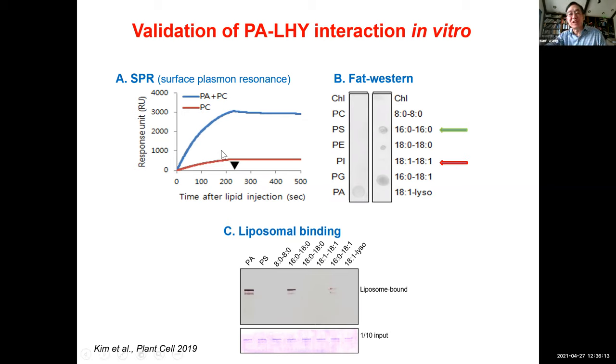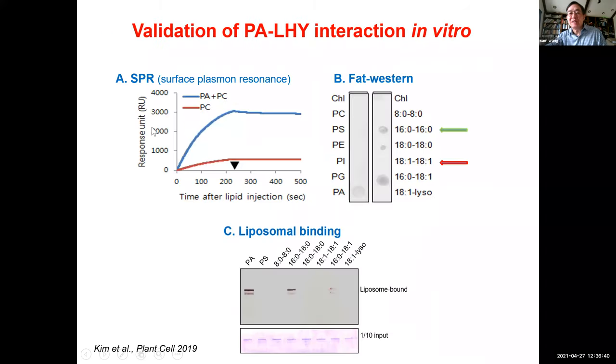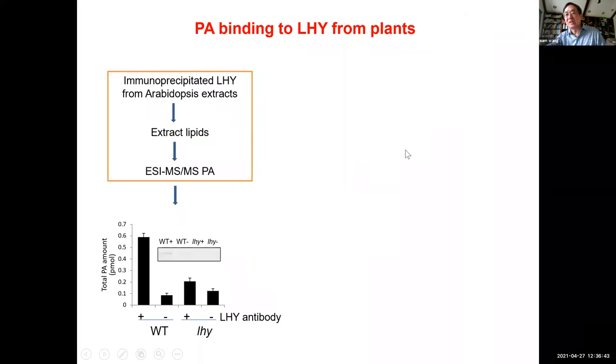And then in terms of quantification, we use surface plasmon resonance, where we can quantify the interaction. Here it shows PC-only lipid vesicles and PC plus PA, and you see a response. The reason we need to add PC is that PA does not form a liposome on its own. PA is a rather interesting lipid. It forms a capsid-like structure. This is in vitro, where we show this type of interaction happens.